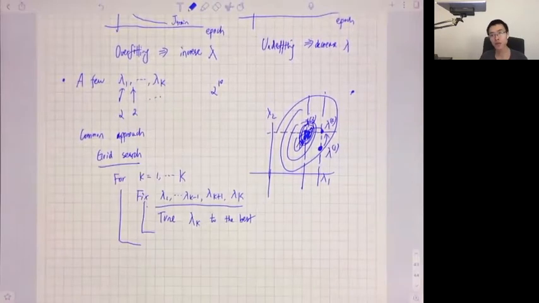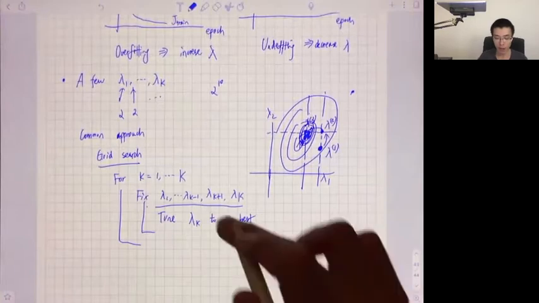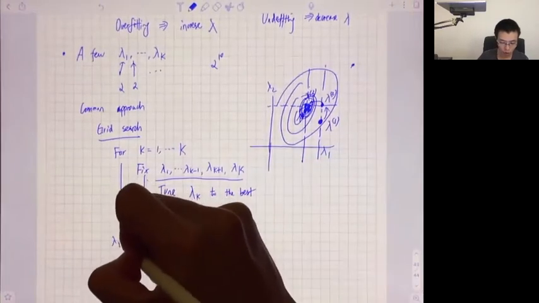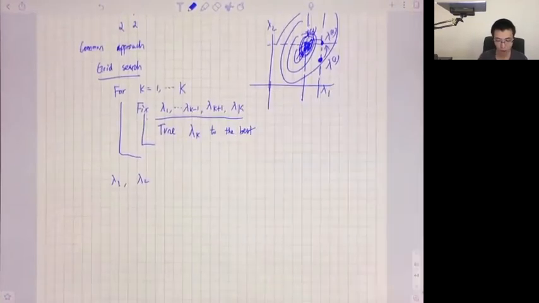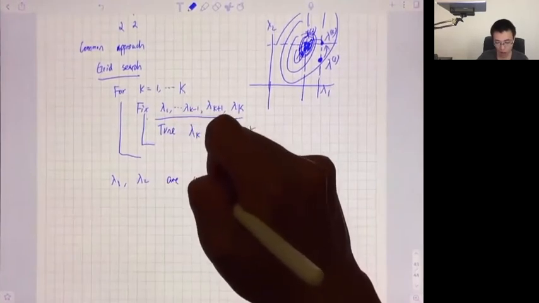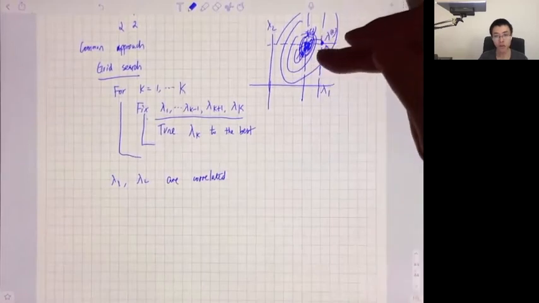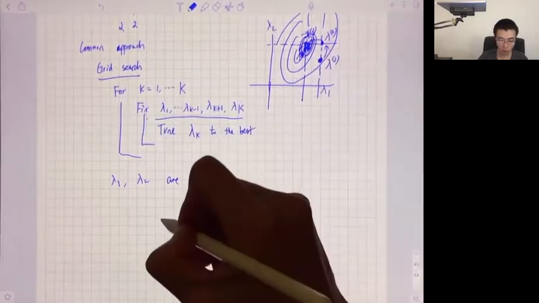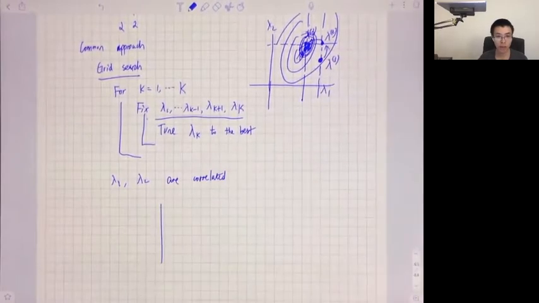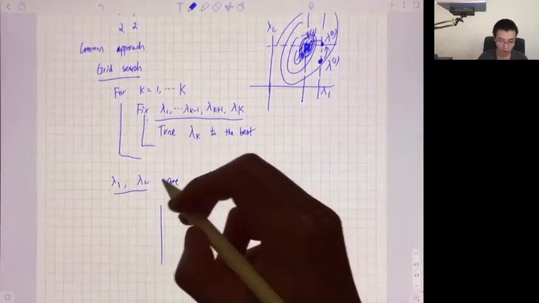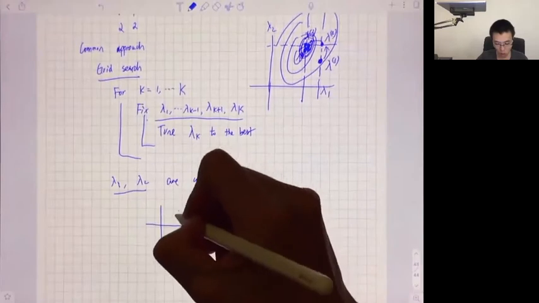And sometimes you have some insight, or you know maybe lambda 1 and lambda 2 are correlated. Then if you do grid search for only one lambda at a time, it may not be good. So maybe you can do grid search for 2 lambdas at a time, and you do an enumeration over 2 lambdas. So you fix all other lambdas, lambda 3 until lambda k. You know lambda 1, lambda 2 may be correlated.